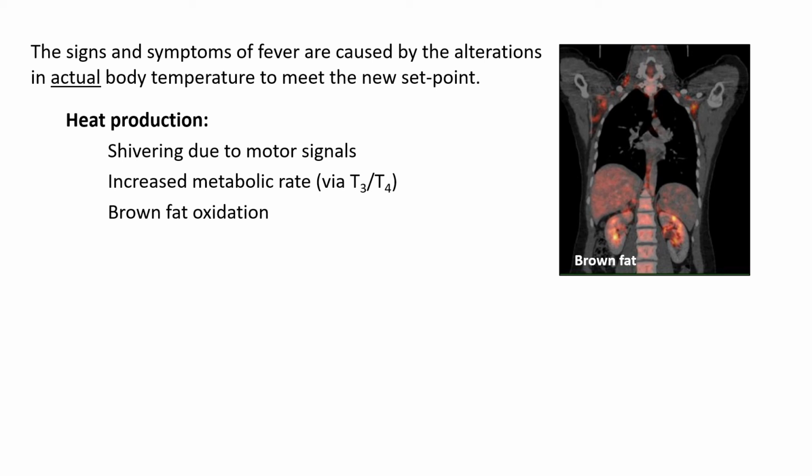Another way of producing heat is the oxidation of brown fat. Now this is not the fat that we try and get rid of by dieting. This is fat that's tucked away deep inside, primarily in places like the kidneys. And it's used for thermogenesis, in other words, creating heat. So when we oxidize it, it releases heat.